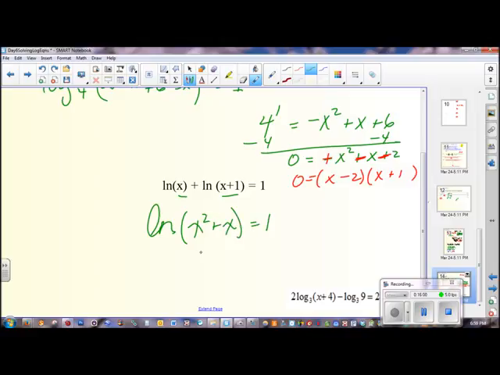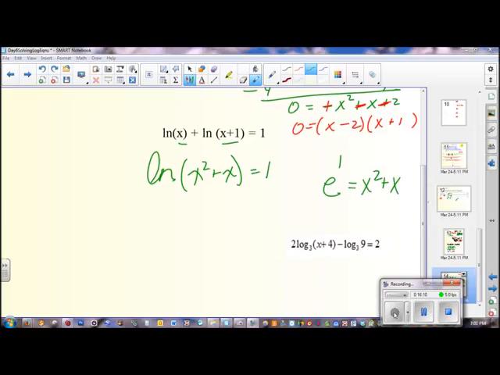I'll take my base of e, raise it to the first power. We're using log buddy here to go back and forth, and that equals x squared plus x. And that is a quadratic equation that you could complete from this point on, but that's not going to turn out to be factorable. That e is an irrational number, so you'd have to get busy either completing the square or using your quadratic formula in order to come up with roots for this thing.